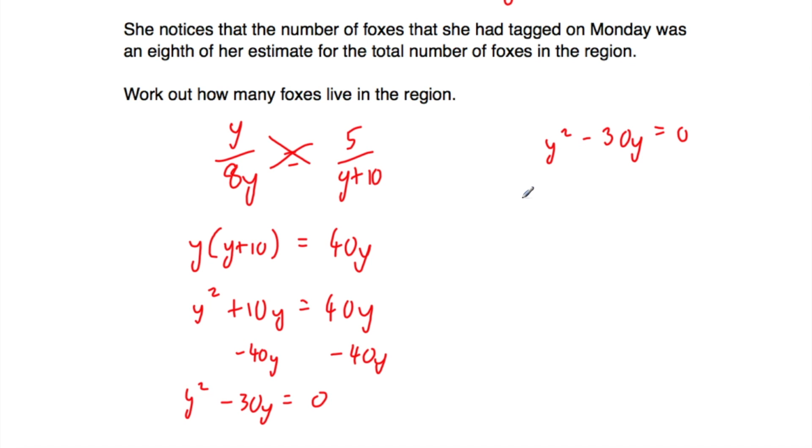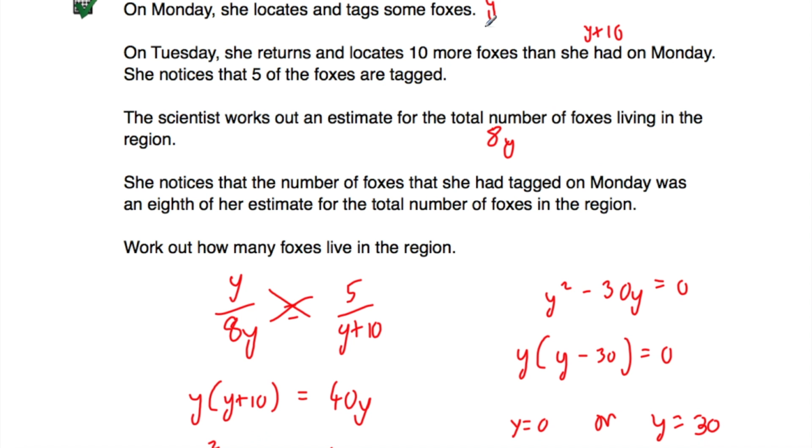To factorize this, I'm just going to take the Y out, so Y bracket, and then dividing both of these by Y will give us Y minus 30 is equal to 0. Now remember, if two things multiply together to give you 0, that means that either one of them could be 0. So either Y is equal to 0, or to make this bracket equal to 0, Y would be equal to 30, because 30 take away 30 is equal to 0. So either Y equals 0 or Y equals 30. So there are two possible solutions.